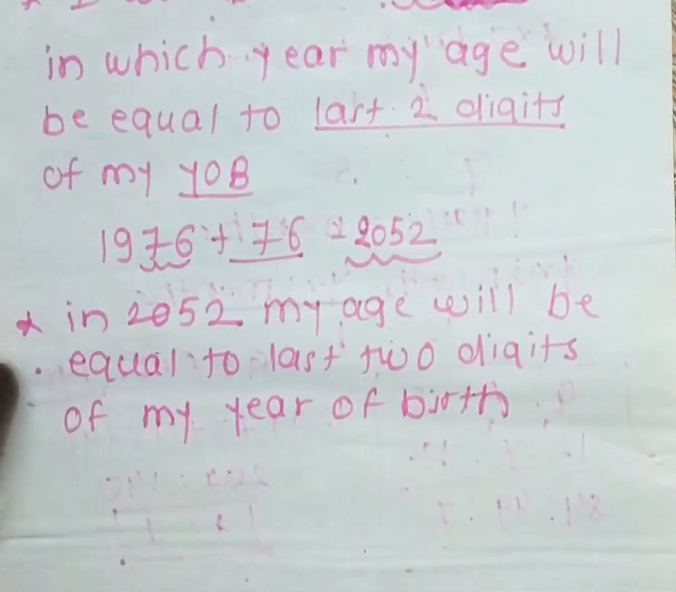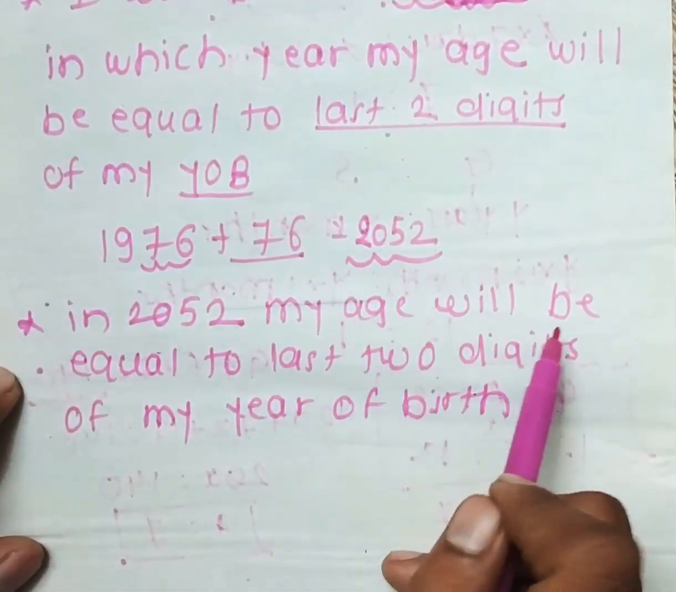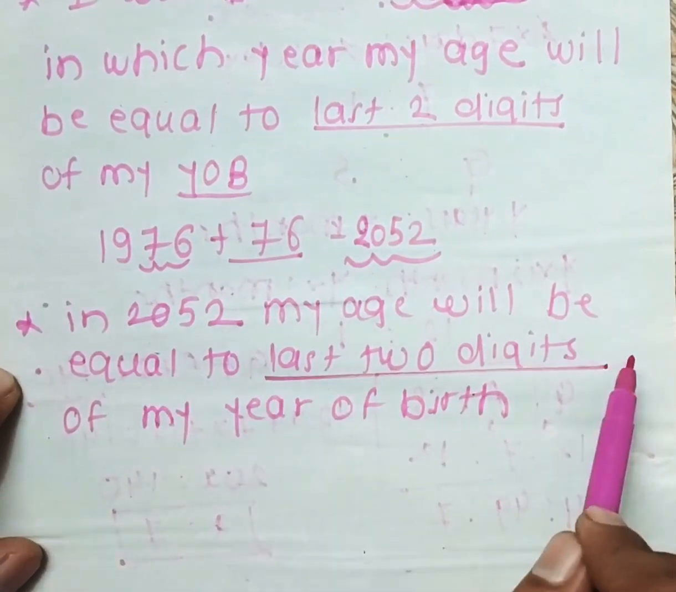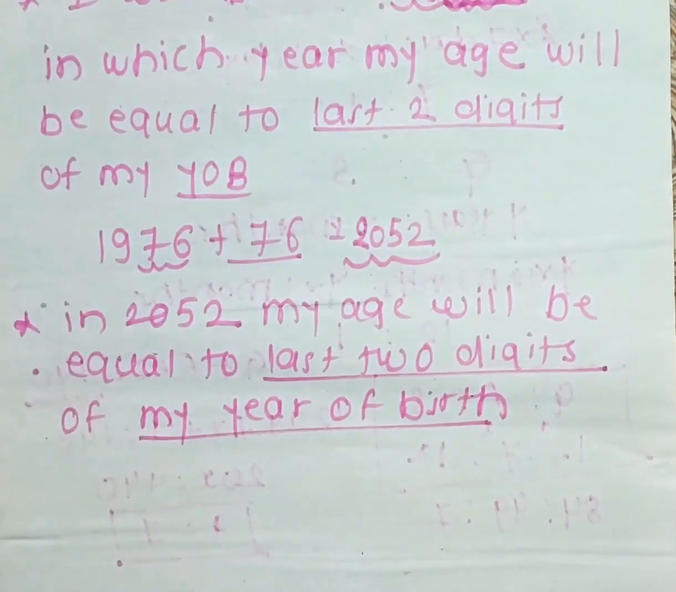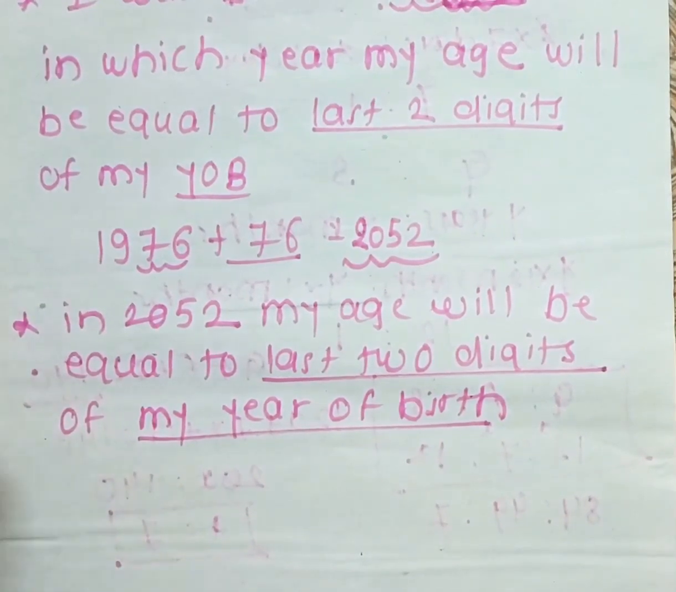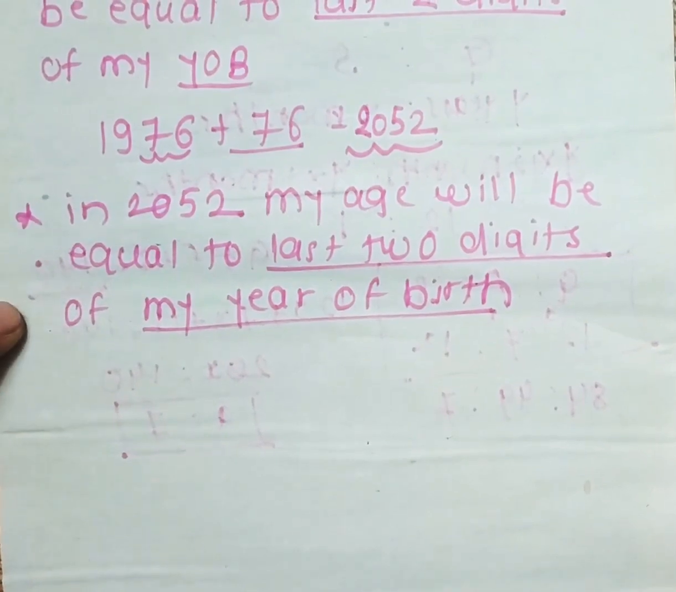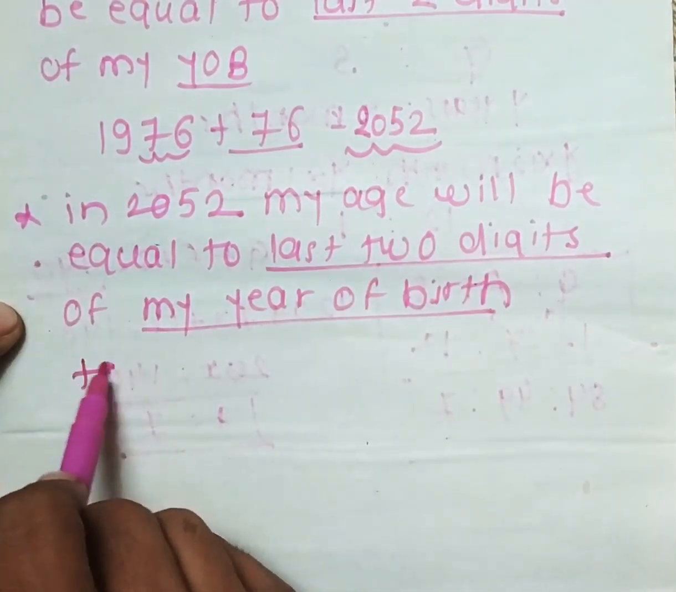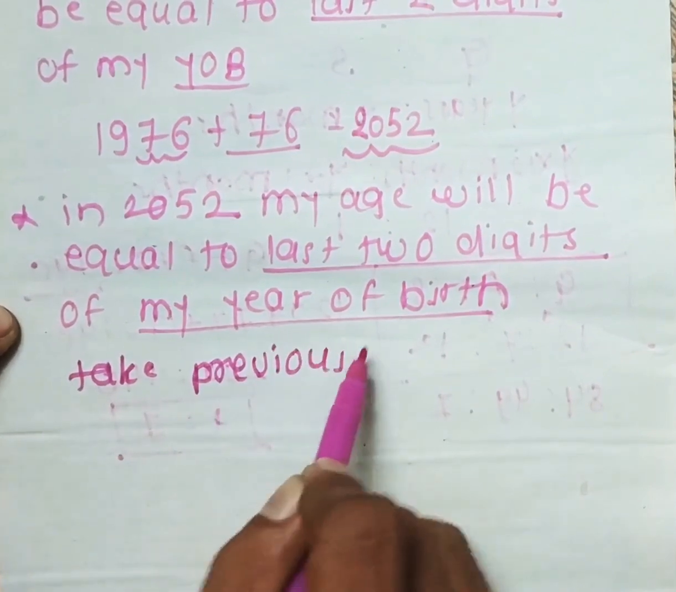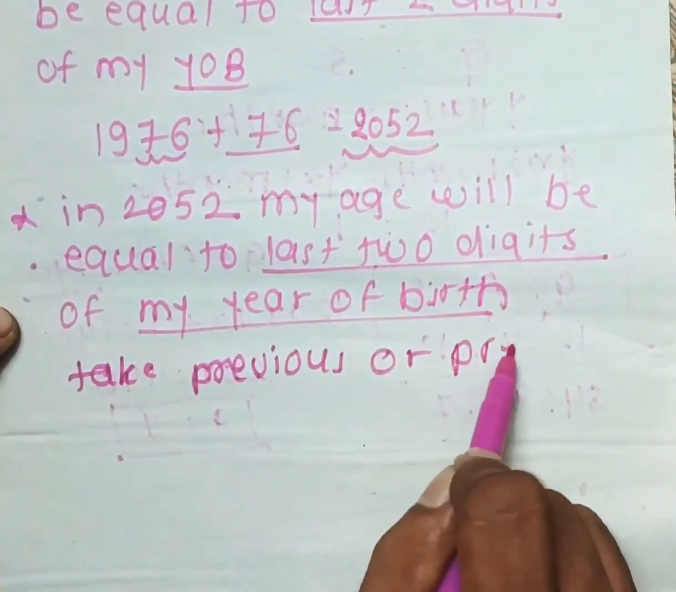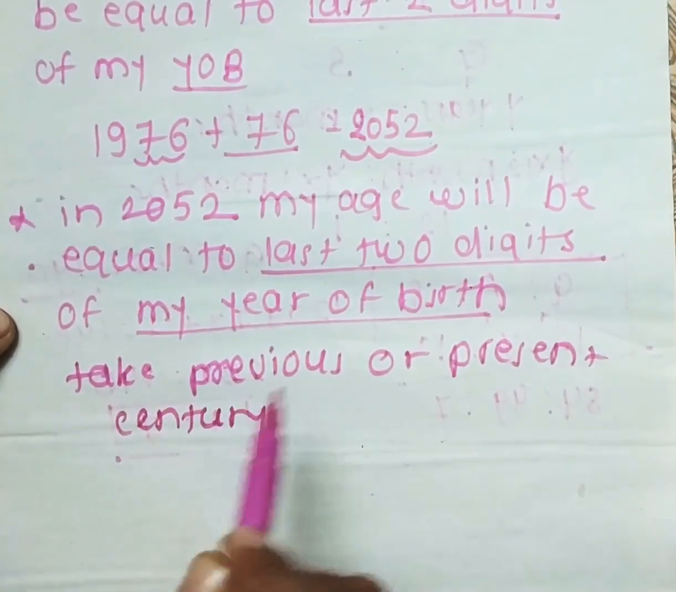The question in the reverse manner is: in 2052 my age will be equal to the last 2 digits of my year of birth. Find the year of birth. In such a kind of question, what we have to do is just take the previous century or the present century.